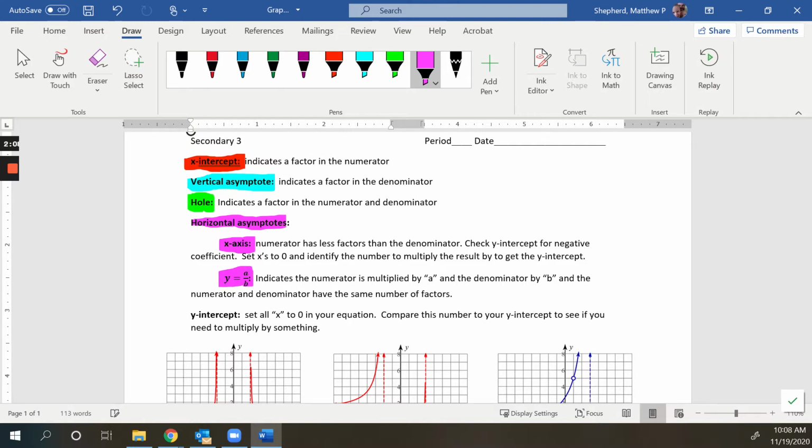Or if we've got an asymptote at y is equal to a over b, just being some number, that indicates that the numerator is going to be multiplied by a, the denominator is going to be multiplied by b, and our numerator and denominator will have the same number of factors.